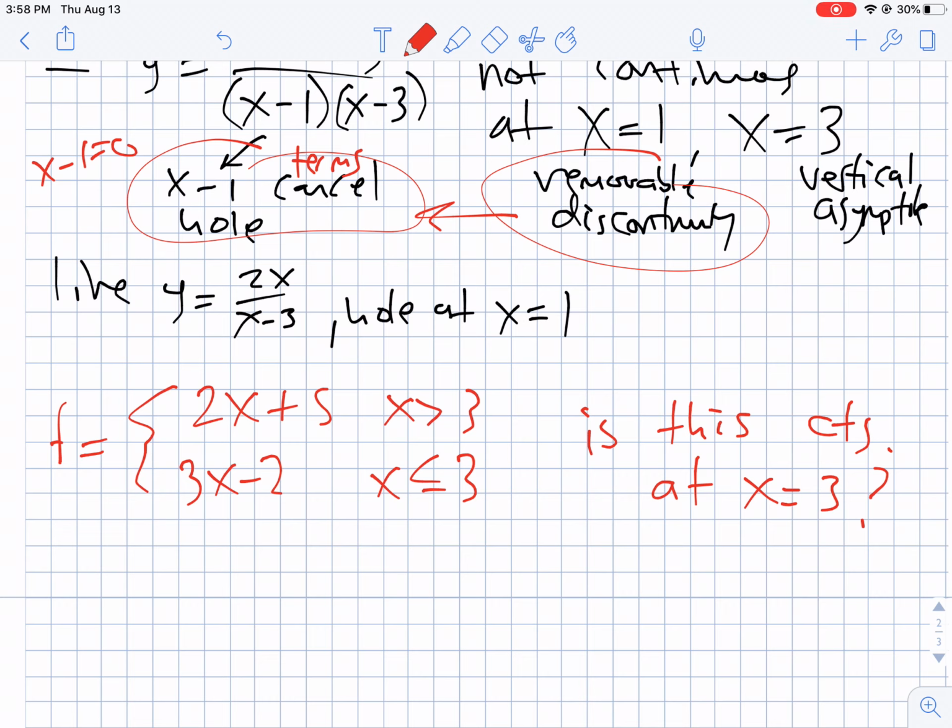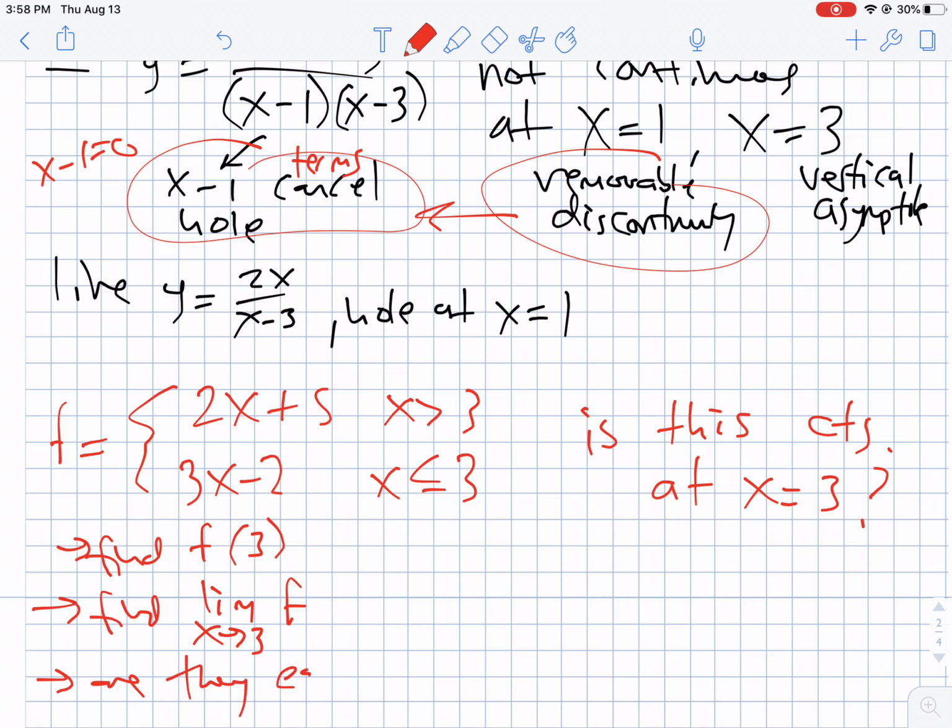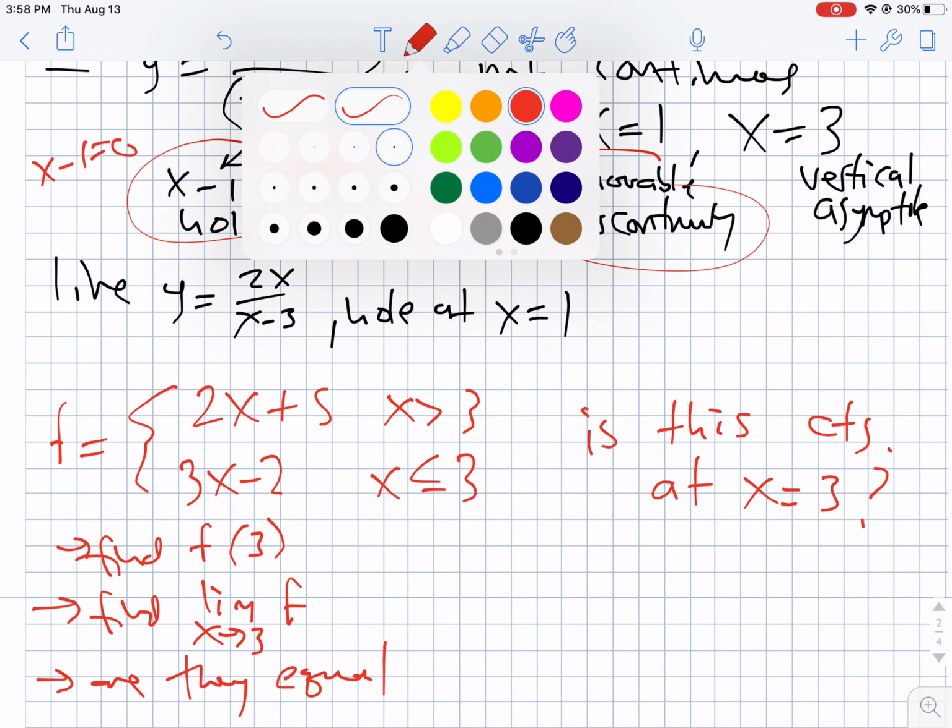So let's think back to the definition. We're going to need to find f of 3, and then we're going to find the limit as x approaches 3, and then ask, are they equal? So basically what we're trying to see is, do these two sides meet at the point where the function happens? Is it the same on both sides? Is it going to the same place?